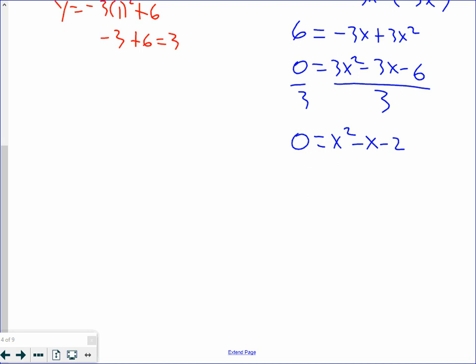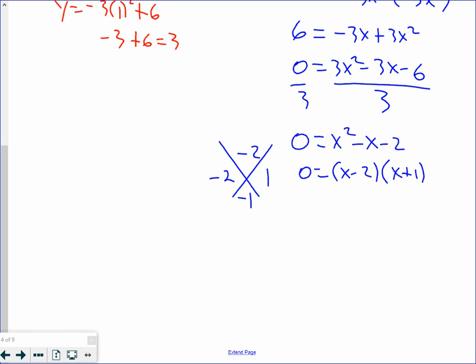And instead of having to do the quadratic formula, since my a is a positive 1, I can just find factors of my c value, which is negative 2, that add up to my b value of negative 1. So in this case, negative 2 times positive 1 gives me negative 2, and negative 2 plus 1 is negative 1. So my factors are negative 2 and positive 1. So I can rewrite that as x minus 2 times x plus 1. That's my factored form of x squared minus x minus 2.